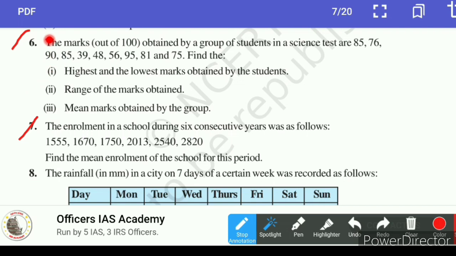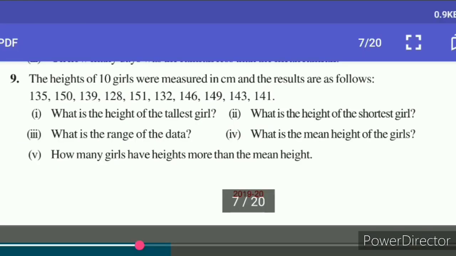Next, seventh question. The enrollment in a school during 6 consecutive years was as follows. Enrollment means how many students got admission in particular years, and it is given. You should find the mean of the enrollment of the school for this period. So you should add all these numbers and find the mean. Next, the ninth one is also homework.